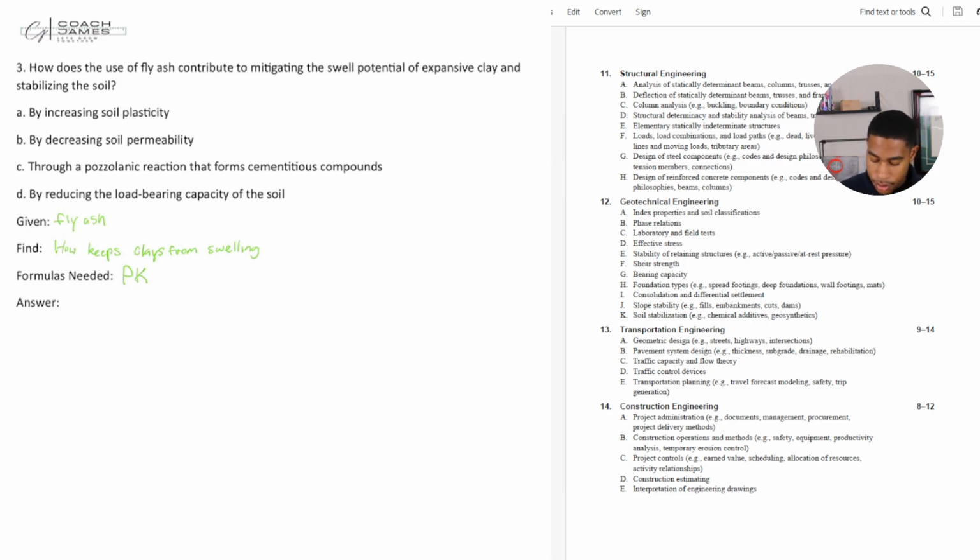Okay, so A, by increasing soil plasticity. Well, we know if we increase soil plasticity, that messes with volume, which at the end of the day can create more swelling and shrinkage. Right, so no. B, by decreasing the soil permeability.